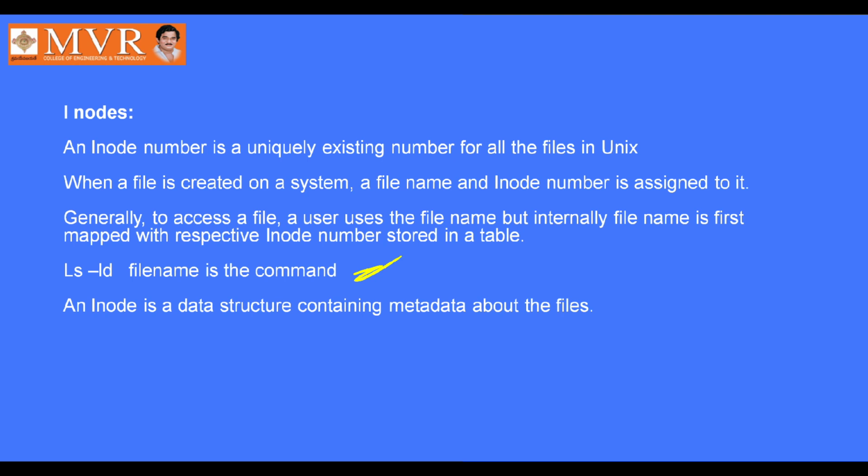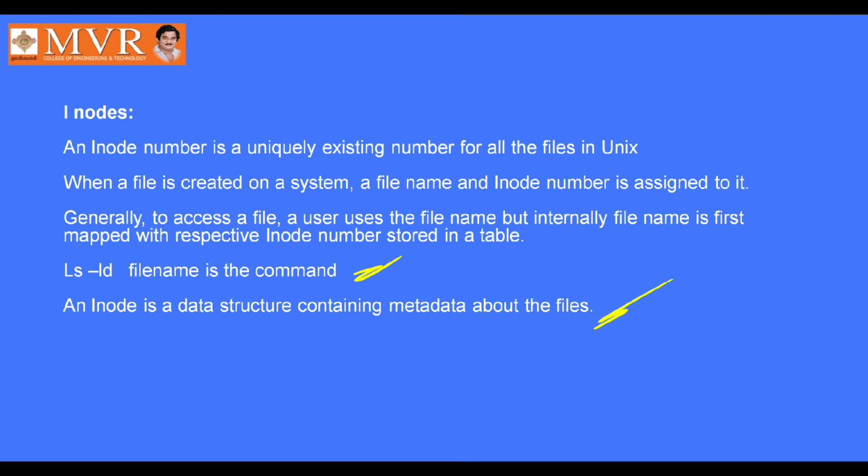You can check the inode number of a file by using a simple ls -ld command. So ls -ld followed by the file name, and whatever number you get is nothing but the inode number of that file. That is the thing you need to remember.